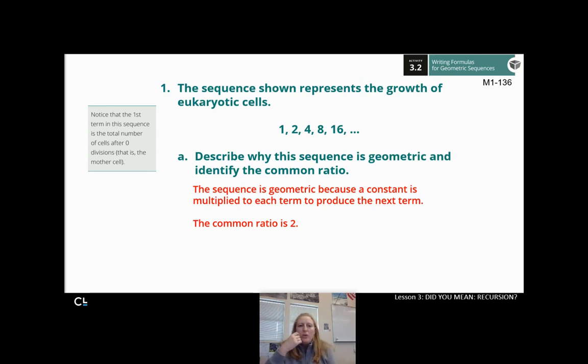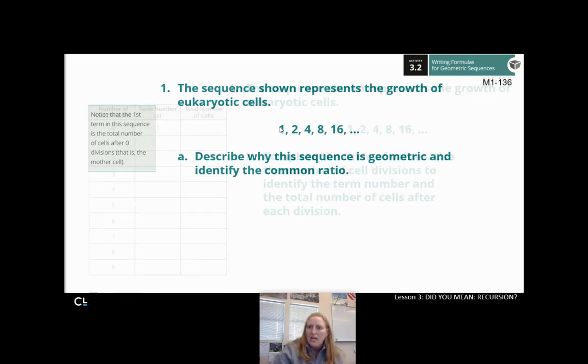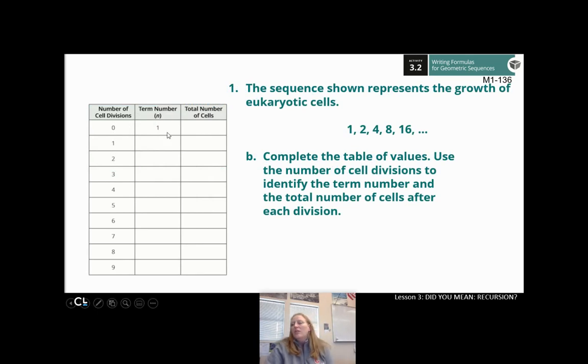Now, I do want to point something out here real quick. Notice that for that first cell, no divisions have taken place. So we have a table here for part B. We have a lovely table. And so for 0 cell divisions, nothing is split yet. This is term number 1. That means I've only got one little cell in here.